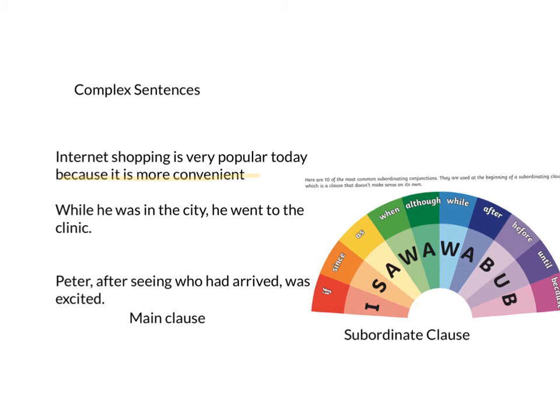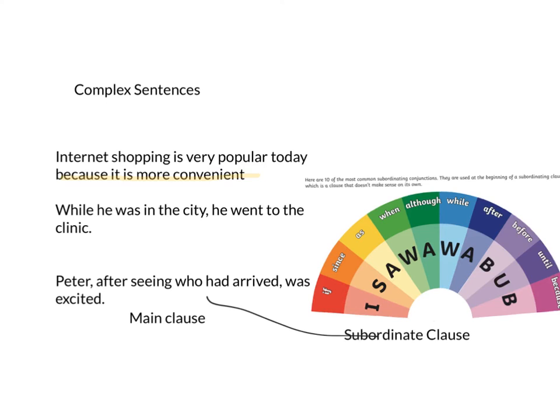So we're having a look at Peter, and also "was excited." And the subordinate clause is this thing that doesn't stand alone, but it does have a lot of meaning after it's added to a main clause. So the subordinate clause there is "after seeing who had arrived." So you can assume that Peter was excited because somebody has arrived that he quite enjoys, he quite likes. All right, those are the subordinate clauses in those ones.